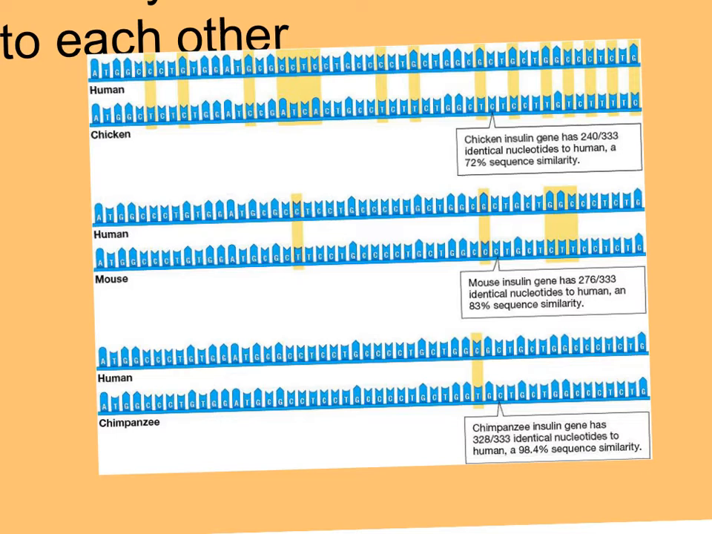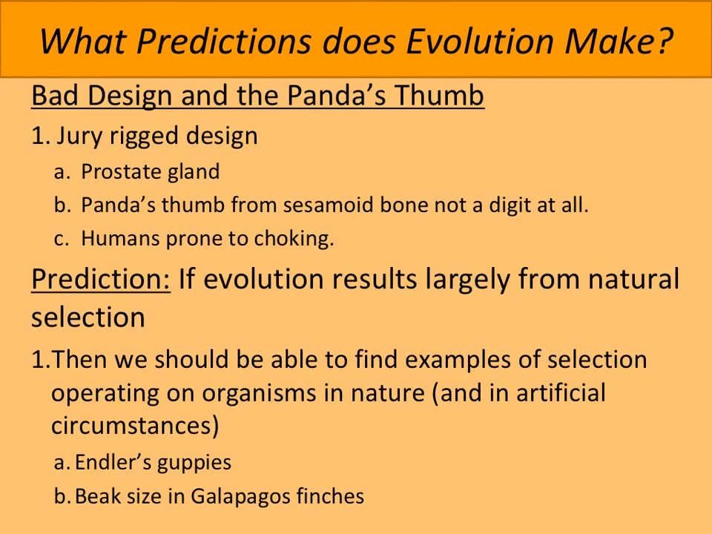And then finally, humans and chimpanzees, well, we're 98.4% similar in terms of insulin, 328 to 333 nucleotides. That's 98.4% sequence similarity. There's other genes that are similar, or might be less or more. Overall, humans and chimpanzees are about 98.5% similar, because we share a most recent common ancestor about 6 or 7 million years ago. Okay, and you can also see that chimpanzees and mice are more related to each other than either are to chickens.